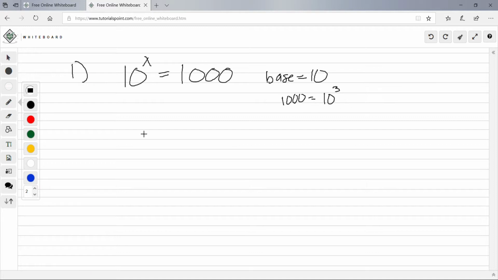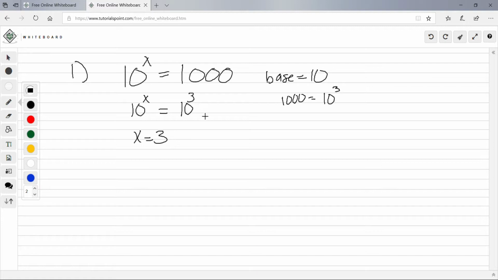Yes, we can. So let's rewrite the right side. 10 to the 3 is the same thing as 1000, and the left just stays the same because it has a base of 10. When you have the same base, you just pretend the base isn't there, and you bring down whatever is left. So we get x equals 3, right?